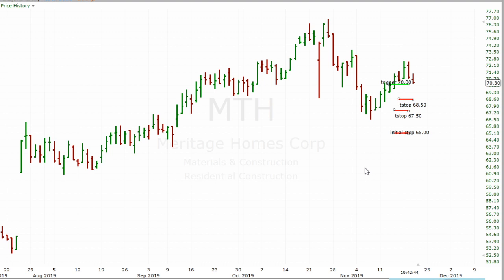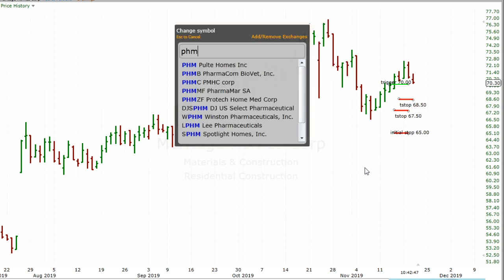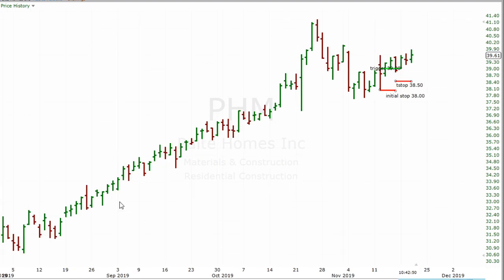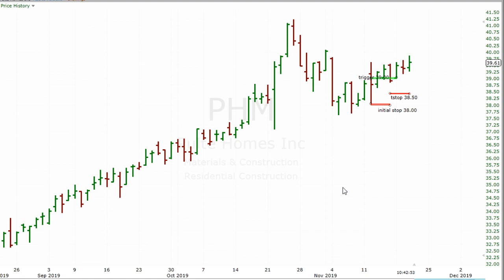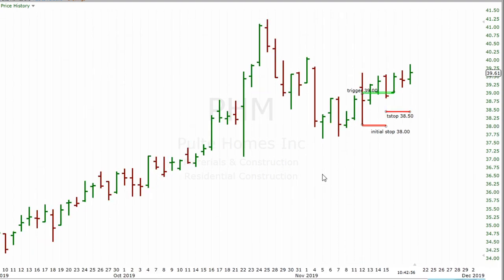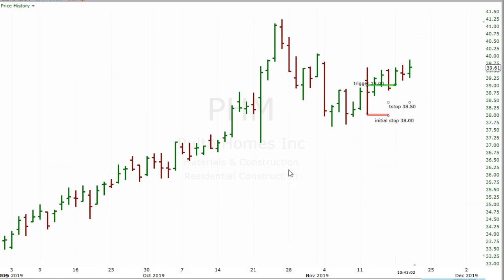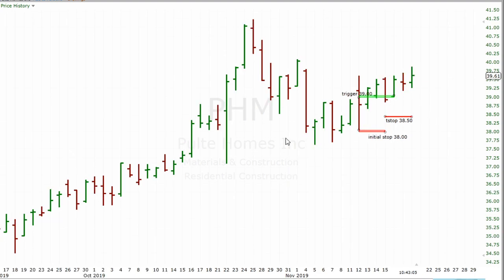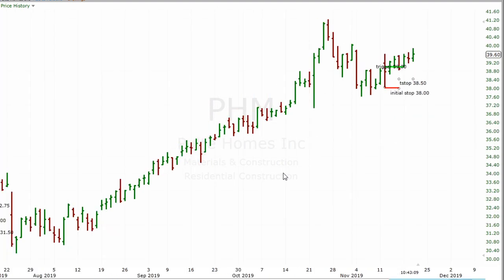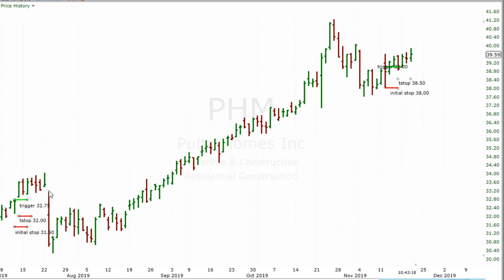So, the thing about these home builders is that one there looks a little bit rough. These other ones look pretty good. KBH looks great. This one looks pretty darn good too. This one is just marching higher in an orderly fashion. Look at this uptrend here, right? Real nice, persistent uptrend. And back over here, I don't know what happened, but it triggered in and then hit the trailing stop. It's like 75 cents or whatever.